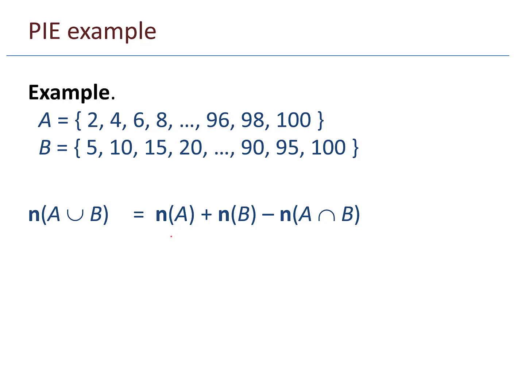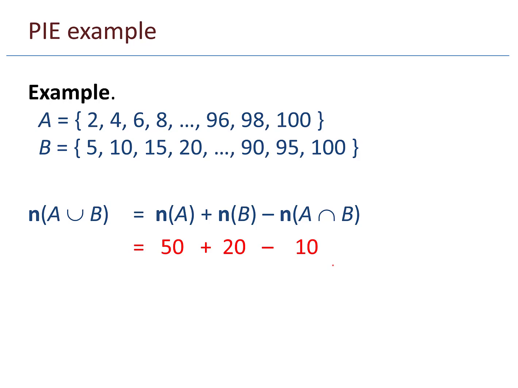So what is the size of set A? What's the cardinality of A? Well, the even numbers up to 100, that's 50. And the number of things in B, well, all my multiples of 5 up to 100, there's 20 of those. Maybe this one's a little bit trickier. How many things are in A intersect B?